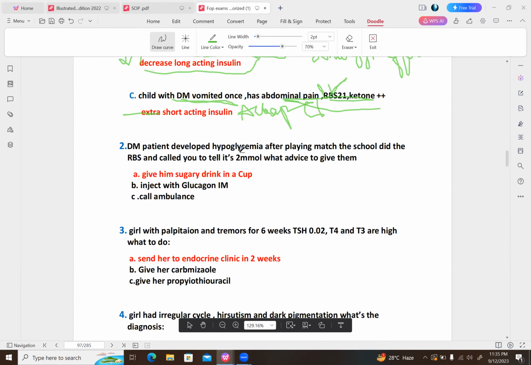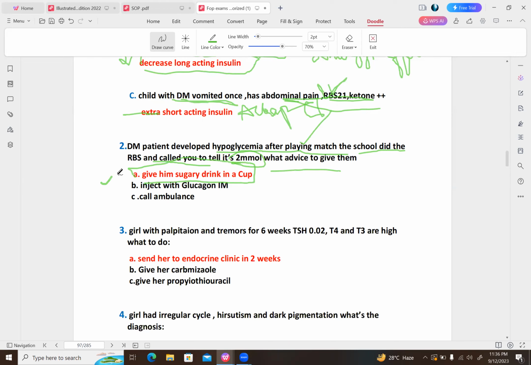A diabetes mellitus patient developed hypoglycemia after playing a match in school, did the RBS and called you to tell that it's low, it's 2 millimole. What advice do you give? Offer glucose tablet, but glucose tablet is not always available at school or at a playground, but juice can be available. So give a cup of juice, that is the sugary drink.